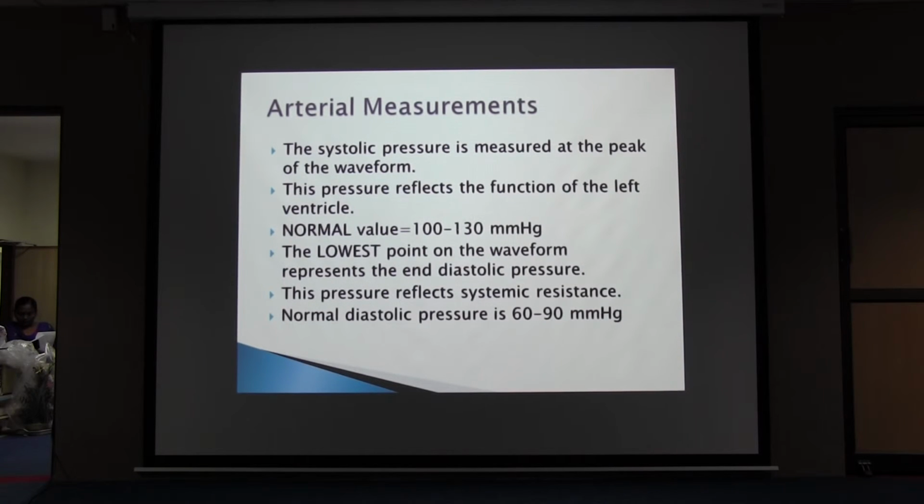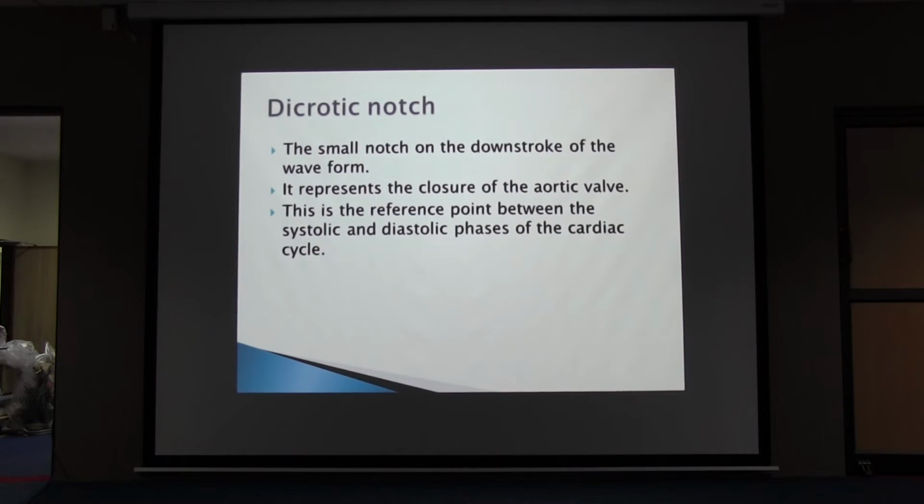It also allows us to measure the arterial pressures. The peak of the wave is called the systolic pressure, and it determines the left ventricular function. The lowest point of this wave pattern is the diastolic pressure, and it tells you about the peripheral resistance against which the heart has to pump the blood. The systolic pressure is normally 100 to 130, and the diastolic pressure is 60 to 90. There is also a diastolic notch. You should also know about the wave pattern.